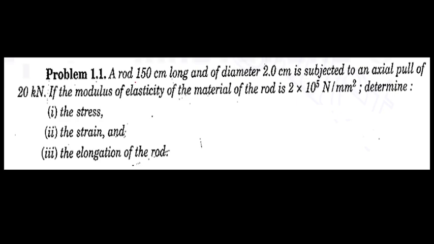A rod of 150 centimeter length, diameter is given as 2 centimeter, subjected to axial pull. This is the value of force, 20 kilonewton. Modulus of elasticity, Young's modulus is also given, 2 multiplied by 10 to the power 5 Newton per millimeter square. Determine stress, strain, elongation. First step, convert all the units in SI form or millimeter. Why millimeter? Because modulus of elasticity is given in millimeter. Convert kilonewton into Newton and 150 centimeter and 2 centimeter into millimeter.